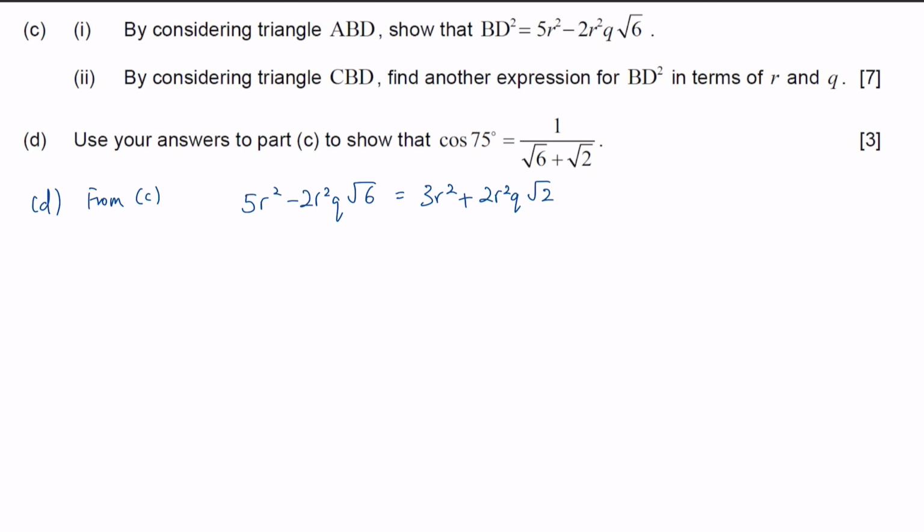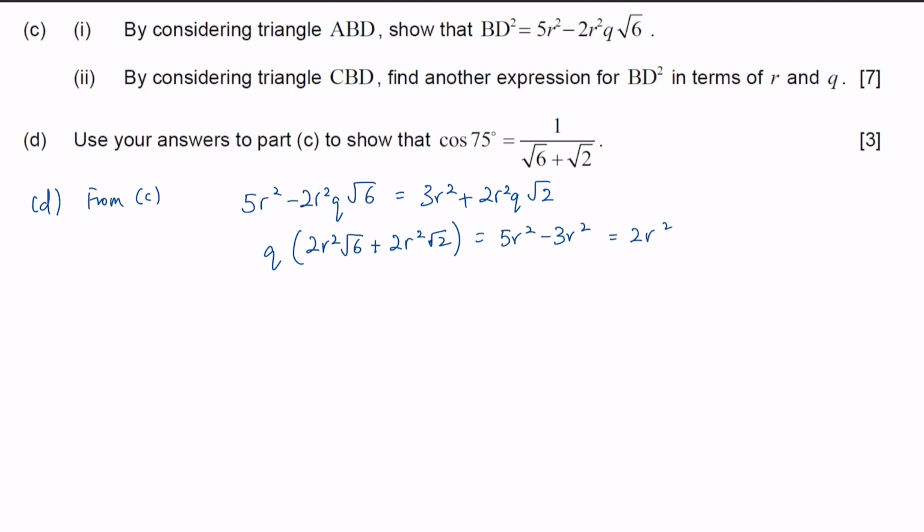So let's solve this now. I also know that cosine 75 is q, so I want to make q the subject of the formula. Okay, so this is what I'm going to do. I'm going to move this over here, this to the other side, and then see what happens. So q times 2r squared root 6 minus 2r squared root 2 is equal to 5r squared minus 3r squared, which is 2r squared.